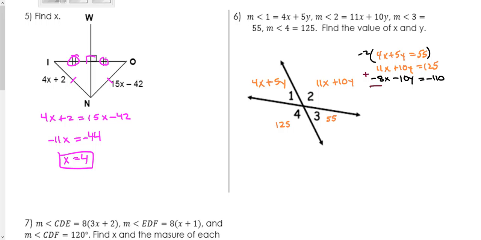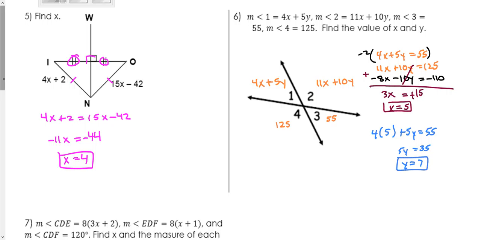I can now add both of these. This gives me positive 3x. My y's are gone. And this gives me positive 15, which means x is 5. Okay? And if x is 5, I'm going to go back and substitute it into one of the equations. So I'll do the first one since they're smaller numbers. So 4 times 5 plus 5y equals 55. So this means 5y equals, this is 20, so if I subtract 20, I get 35, which means y is 7.